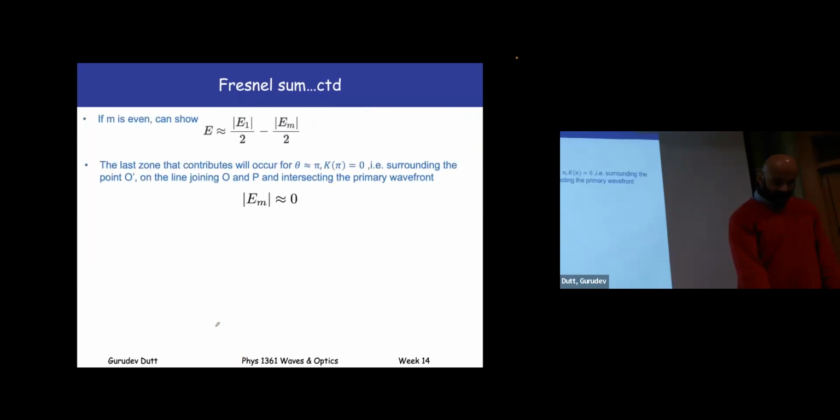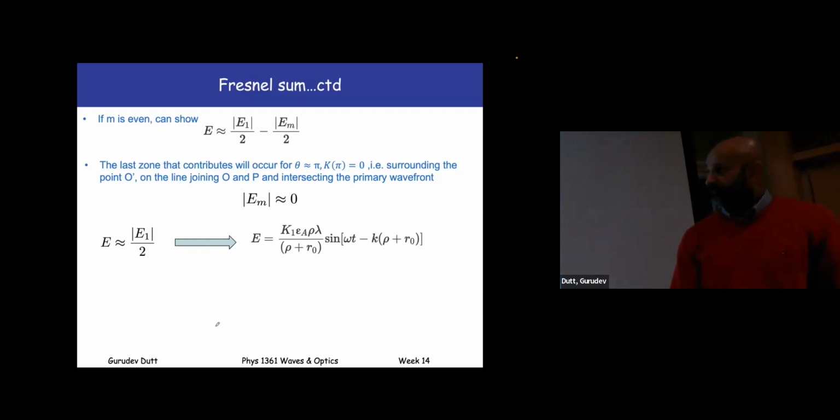And therefore, we get that the total electric field, now we have done essentially the sum of all the secondary wavefronts from that primary wavefront using this Fresnel zone construction. And what we have shown is that that entire sum is just equal to the sum from the first Fresnel zone divided by 2. Okay.